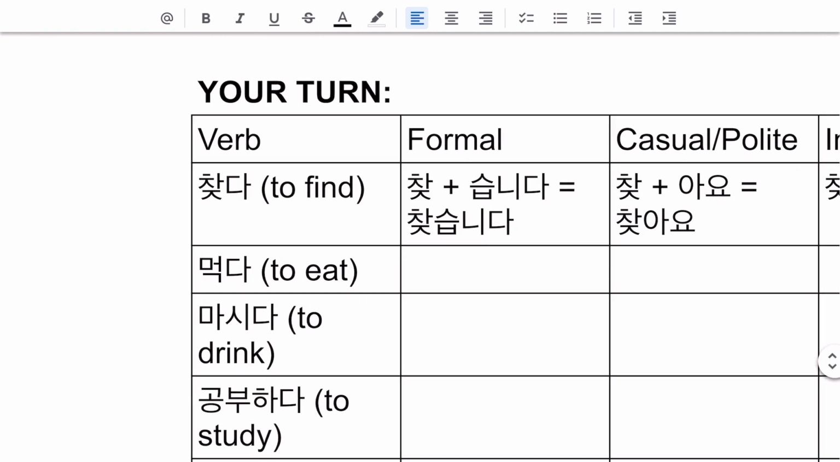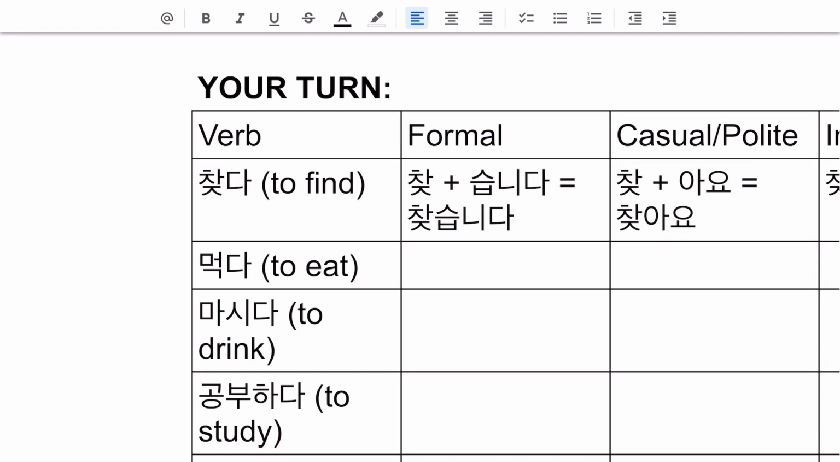Now, I have in the document a chart for you to fill out. You could write on the document, but please don't do that because other people will see that too, and we don't want to give the answers away to them.